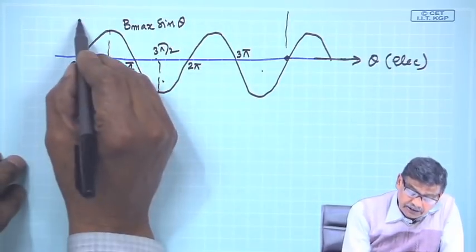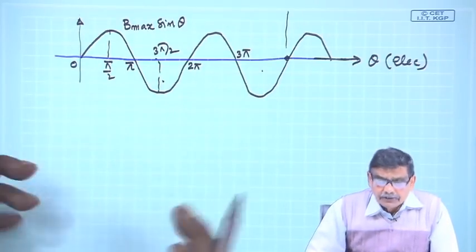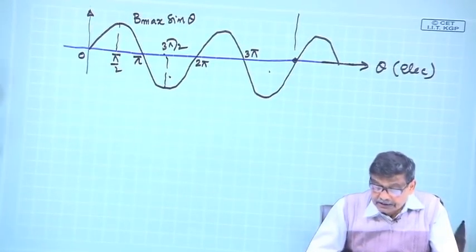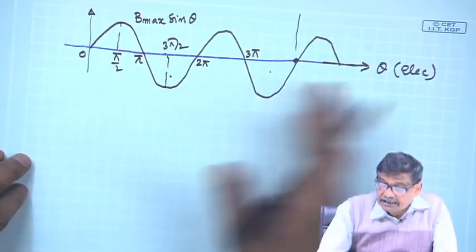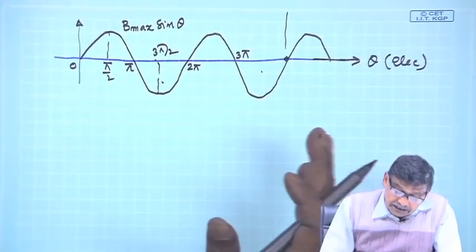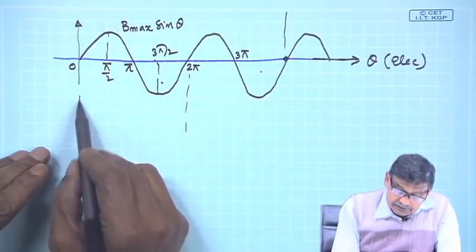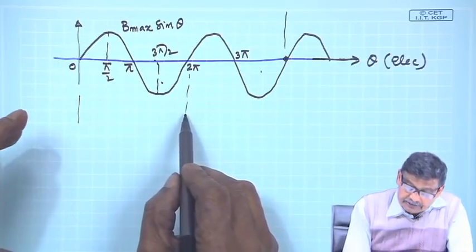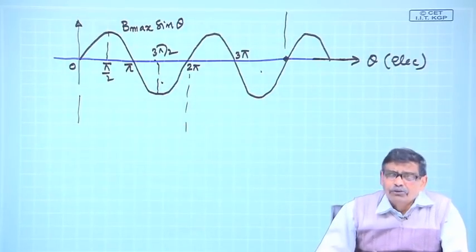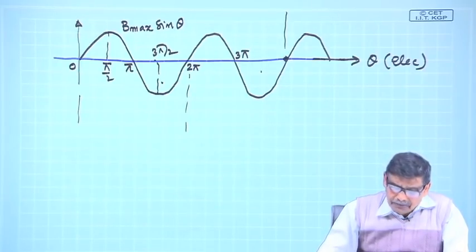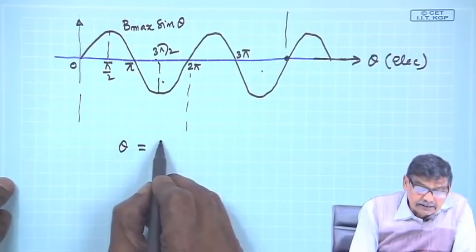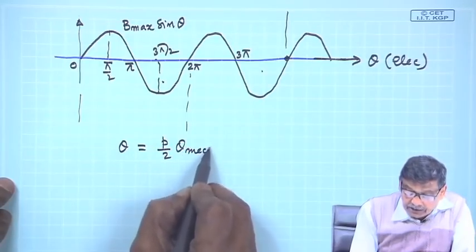Is that clear? Whenever you show the B distribution, because you do not know whether it is a 4-pole machine or 2-pole machine, it is better to use electrical degree, as this will give you a true picture. So, if it is a 4-pole machine, you know this is 720 degree. If it is a 6-pole machine, it will be 3 into 360 degree mechanical. So, I can always switch over if I like. You have understood the point, I hope, and it is essential to understand.